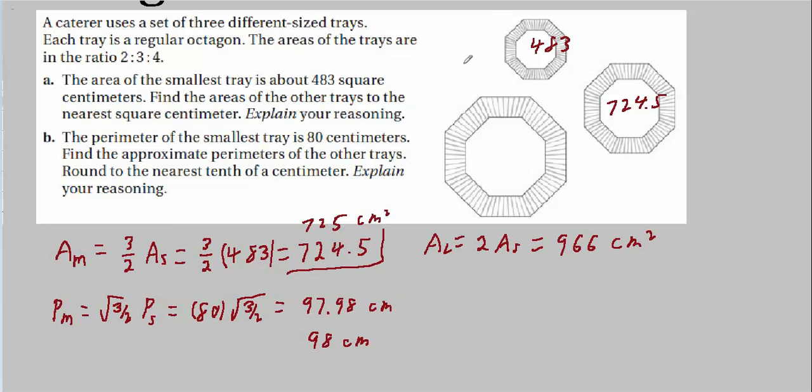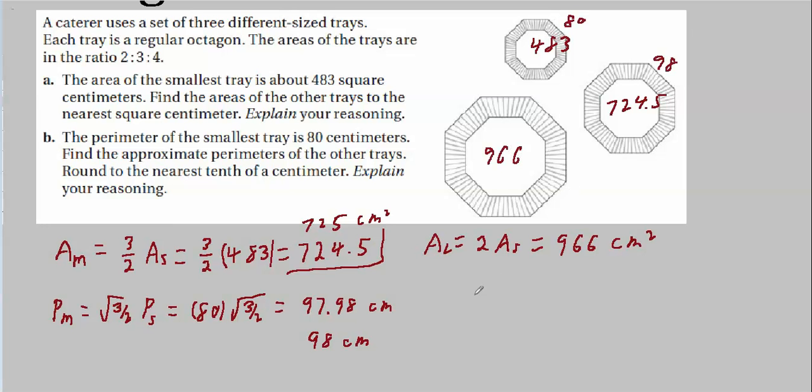Anyway, 98 would be the perimeter for this. So for perimeters, we get 80 over here. We get 98 over here. What if this turned out to be 966 on the inside? That's the area. What will the perimeter be?